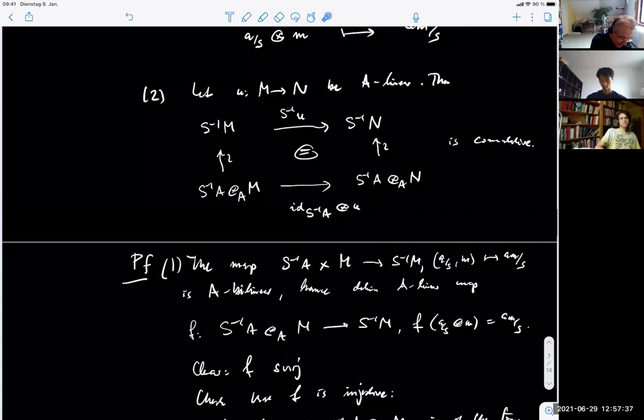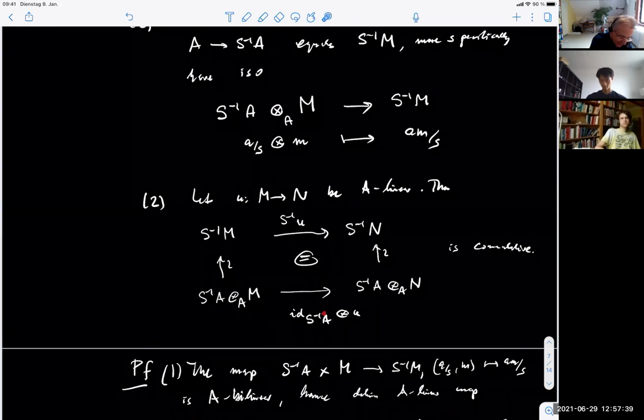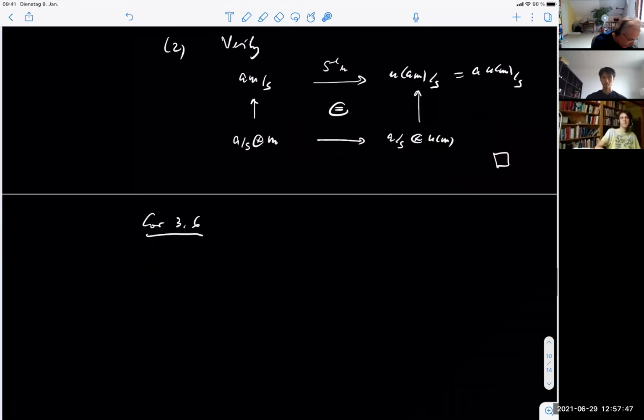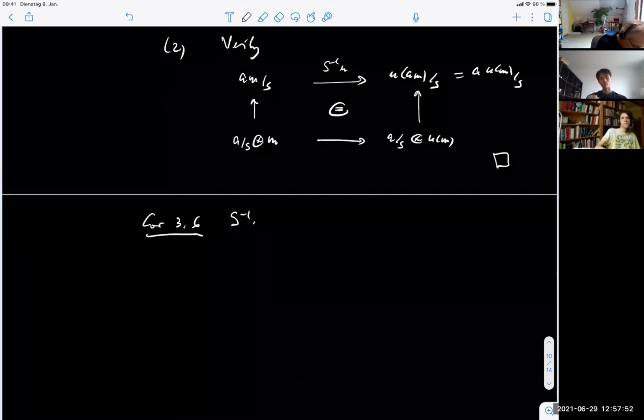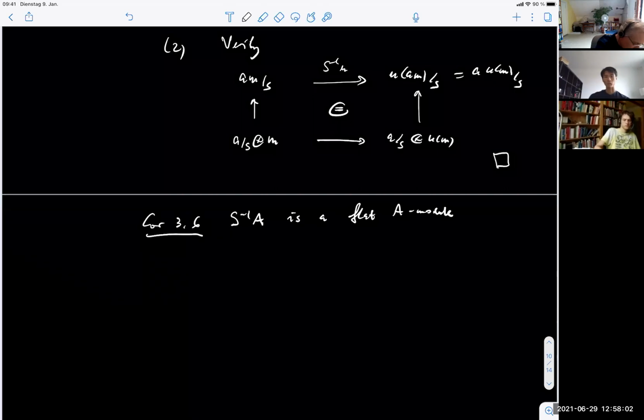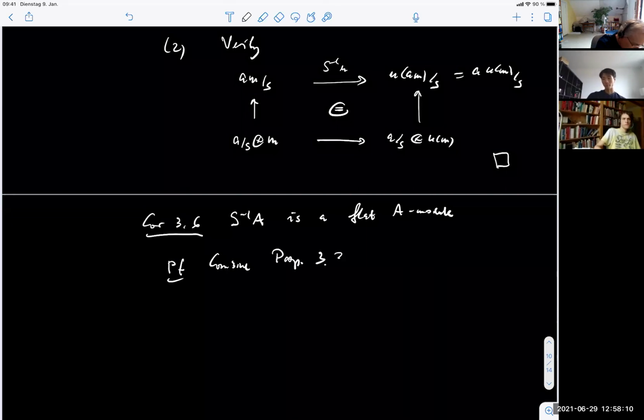is tensoring. Okay. So, I mean, what we see now, if we combine these two observations, we can say this localization is a flat A module. Okay. And the proof is just combine proposition 3.3 and proposition 3.5.